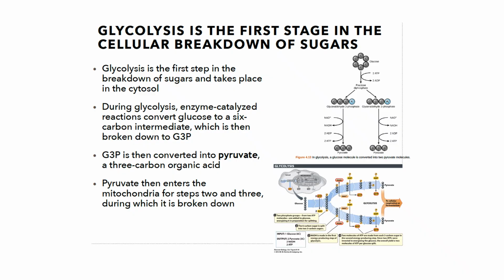Glycolysis is the first step in breaking down glucose. It occurs in the cytosol and does not require oxygen. During glycolysis, enzyme-catalyzed reactions convert glucose into a 6-carbon intermediate, which is then split into smaller molecules. Ultimately, glucose is converted into pyruvate, a 3-carbon organic acid. Pyruvate then enters the mitochondria for the next stages of cellular respiration.